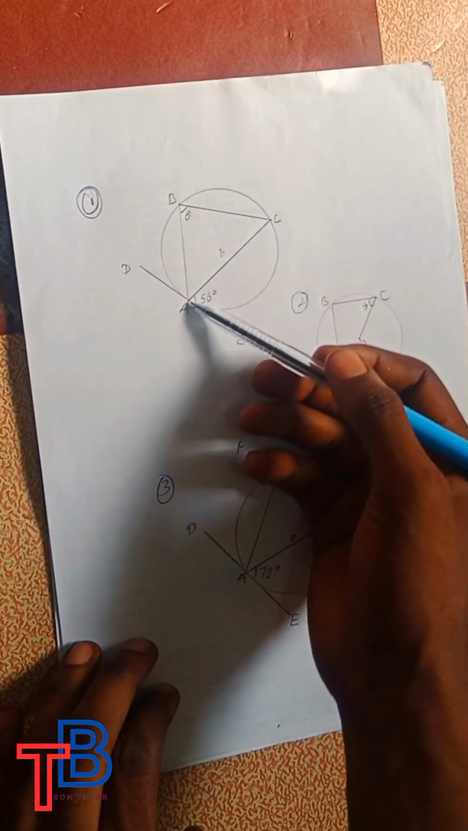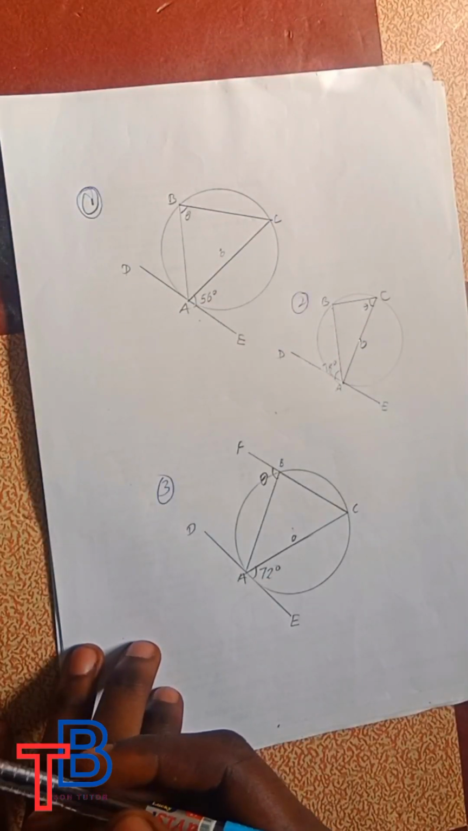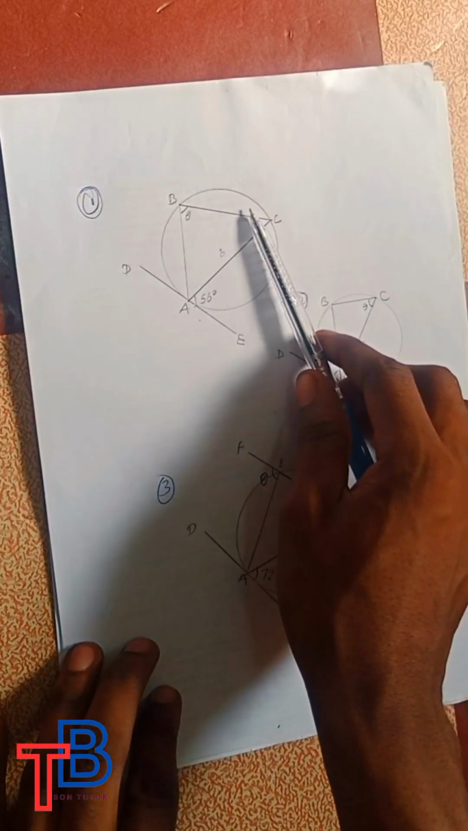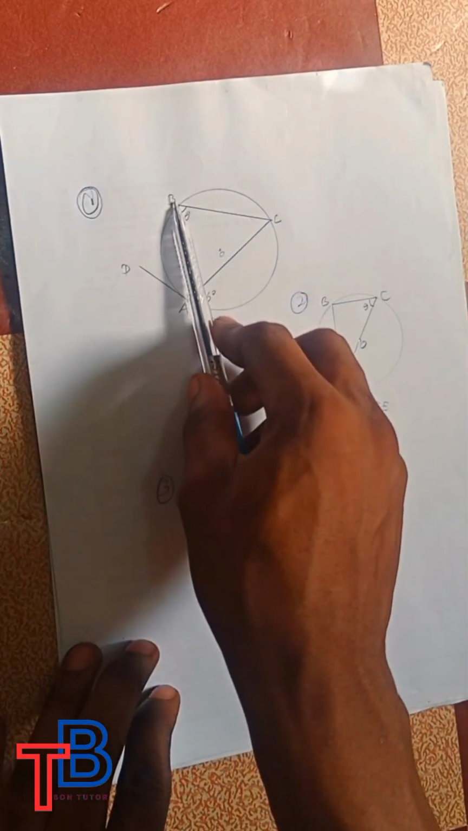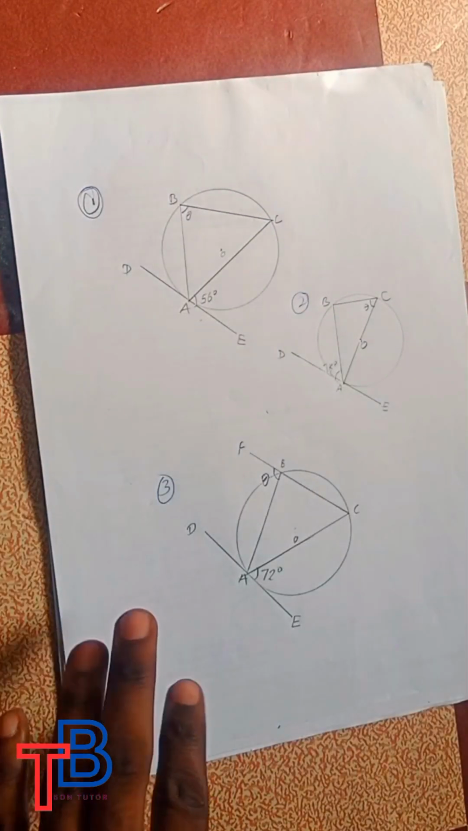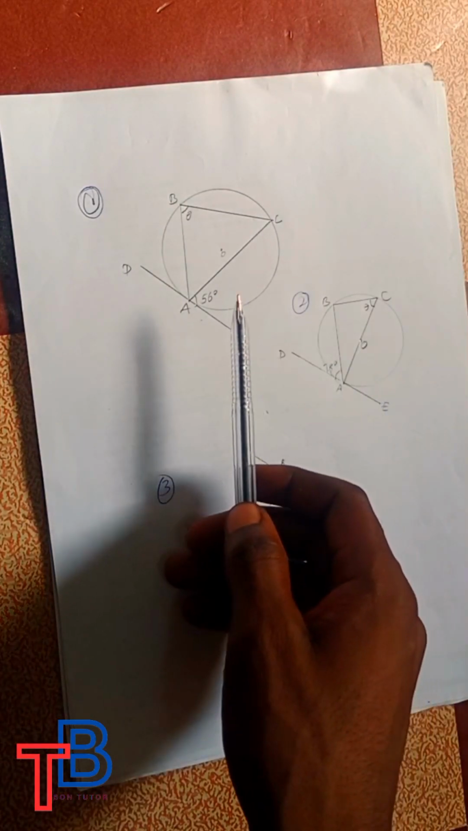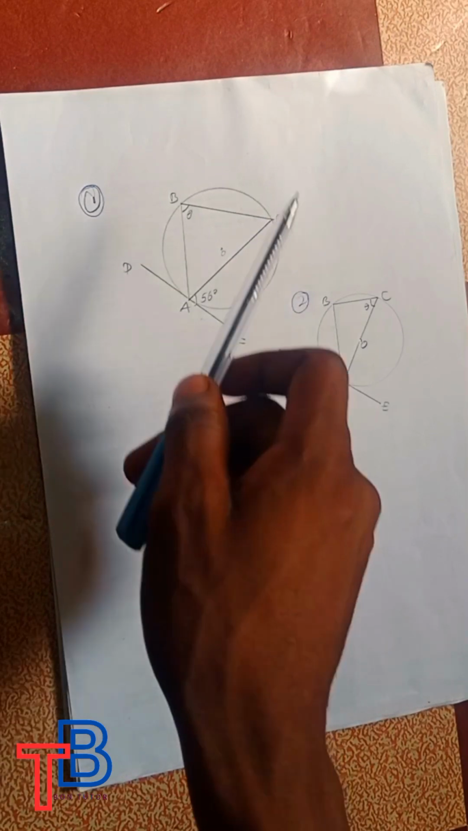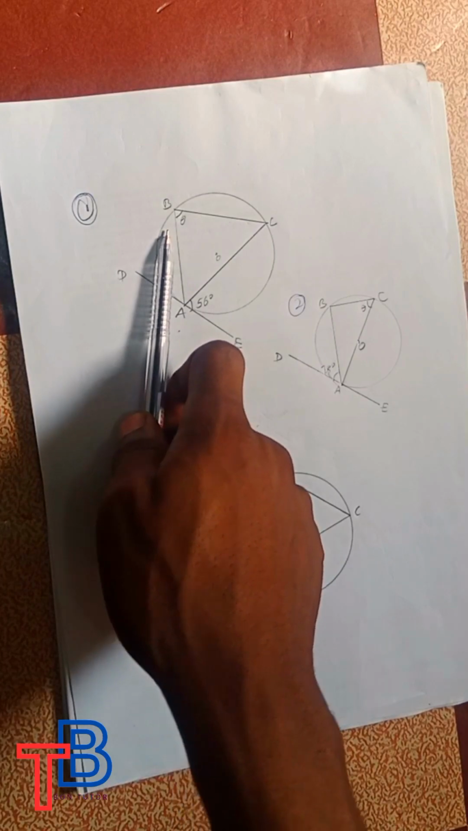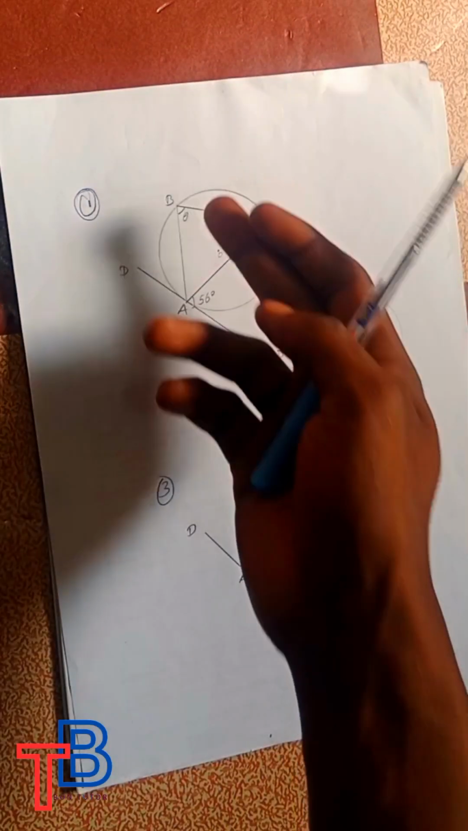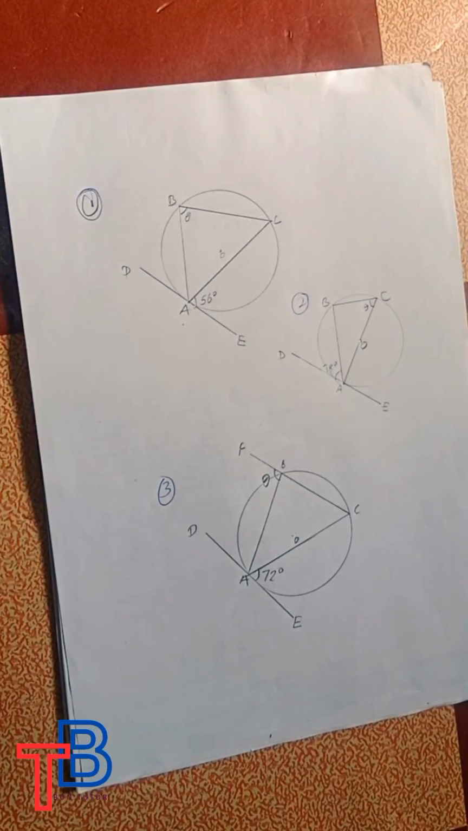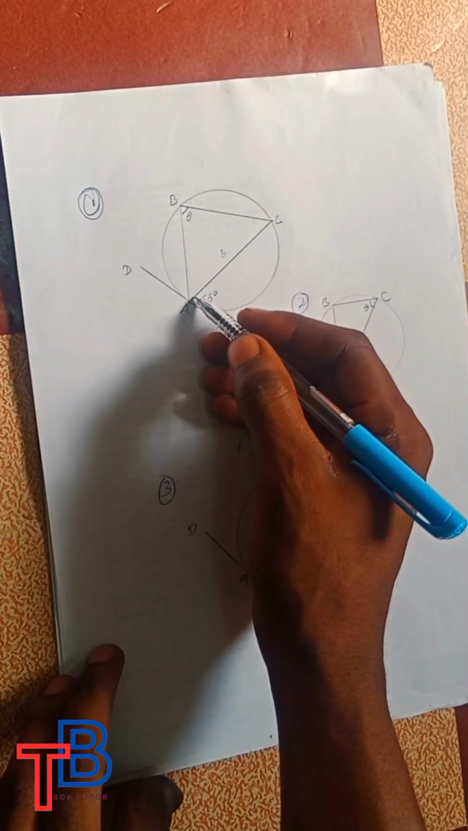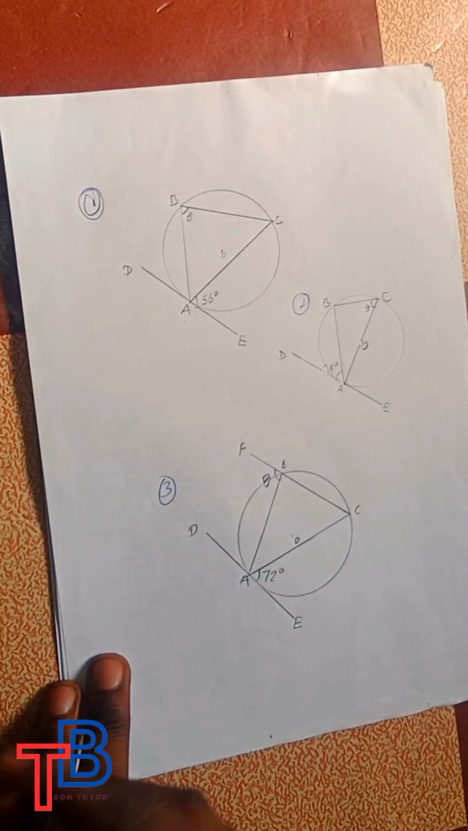This is a chord that makes an angle with the tangent, and this chord makes a segment here, and therefore it makes another segment here too. The segment that alternates this segment is the segment in front of it, more like a Z shape, and the angle subtended by that segment will be equal to the angle this chord makes with the tangent.